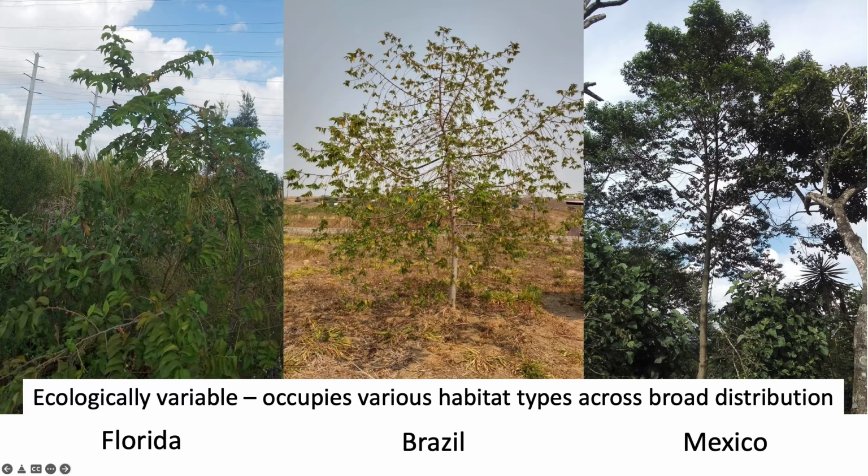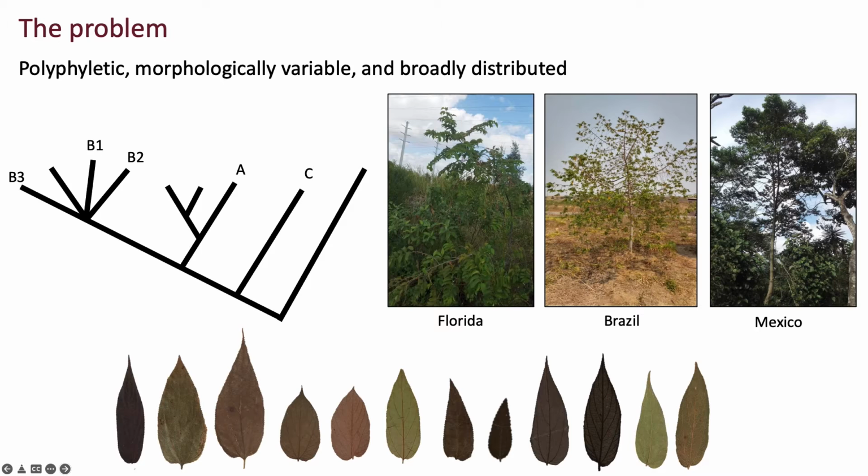And they're not monophyletic, they're morphologically variable, and as you saw in the previous slides, they're also very broadly distributed. And in that broad distribution, they occupy lots of different habitats. So these are all Trema micrantha. You can see Trema micrantha growing in Florida along like a power cut. Then we see Trema micrantha growing in a more arid environment in Brazil. And then Trema micrantha growing in what looks to be a secondary forest in Mexico.